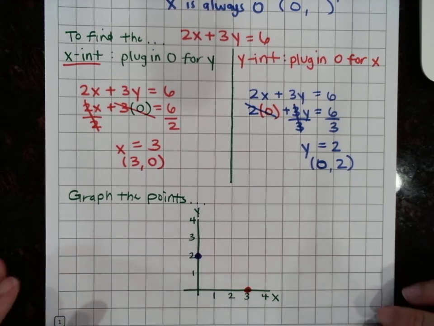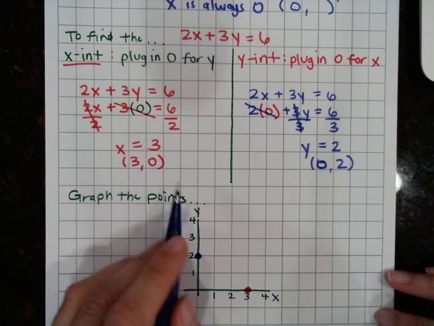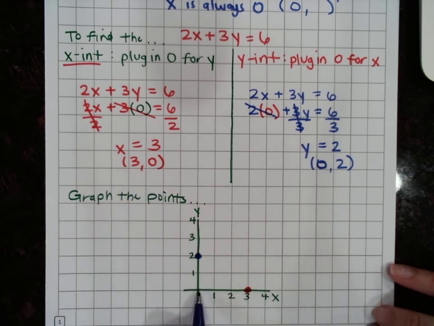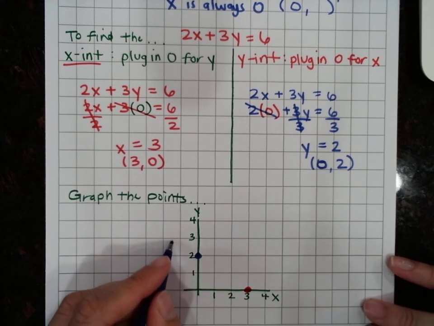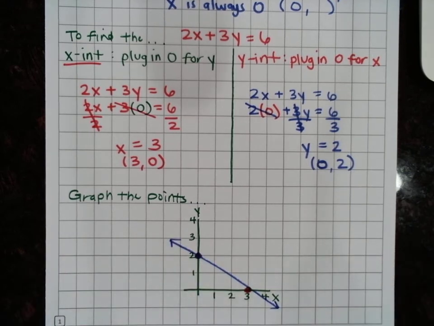Let me give you a second since you couldn't see this. So we drew our graph and then we plotted the points. So our first point was (3, 0). So we go on the x-axis to 3 and y was 0. So it's right there, (3, 0), and then (0, 2). And then we have our 2 points we need for our line. So we just connect those points and we have the graph of 2x plus 3y equals 6.